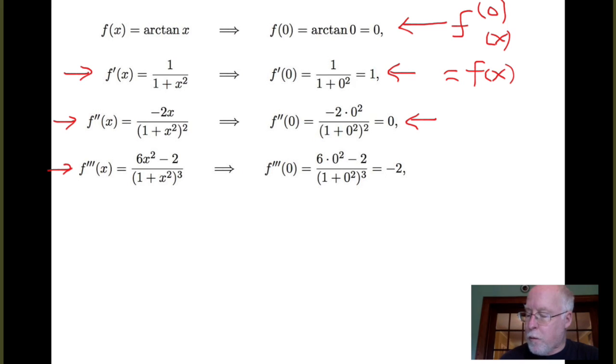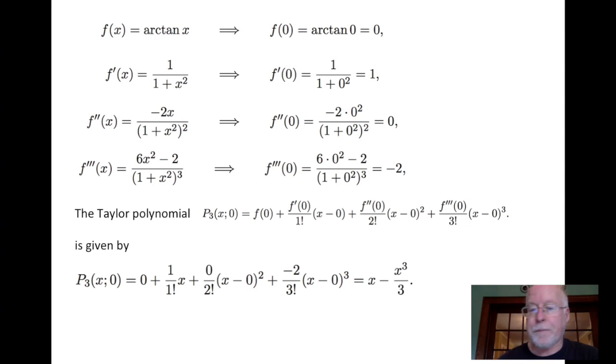And finally, using the quotient rule and chain rule together, we get the third derivative looking like this. Again, try this on your own. Make sure you can do it, because you'll have to remember how to do these derivatives when you generate your own Taylor polynomials. We plug in 0 for x. We find the third derivative at 0 turns out to be minus 2. So the Taylor polynomial, recall, looks like this.